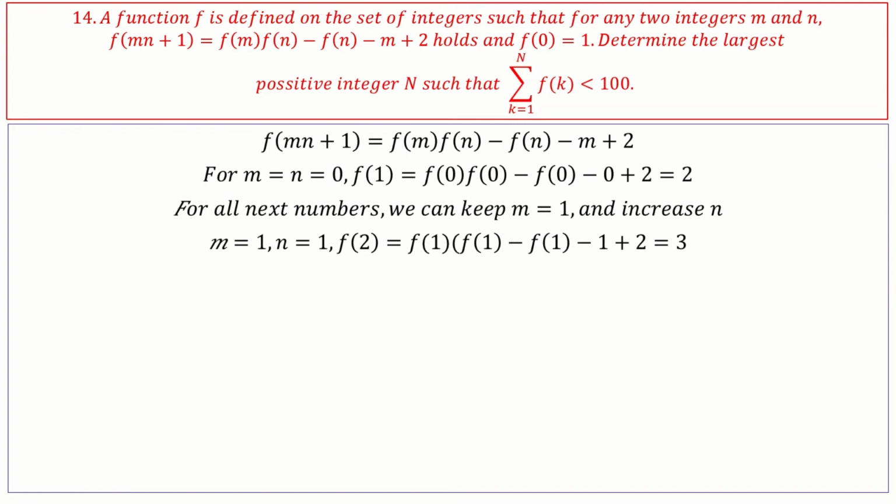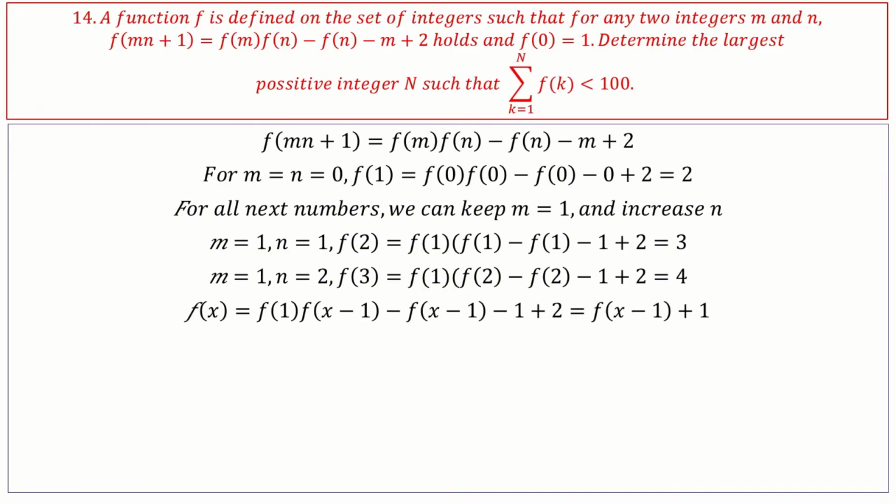Which means f of 2 is nothing but f of 1 into f of 1 minus f of 1 minus 1 plus 2, which is 3. Looks like it is an increasing function, just an x plus 1 function, f of x equal to x plus 1. Now for f of 3, m equal to 1 I keep constant and n equal to 2. Then f of 3 I get, which is nothing but 4. So it is very simple.